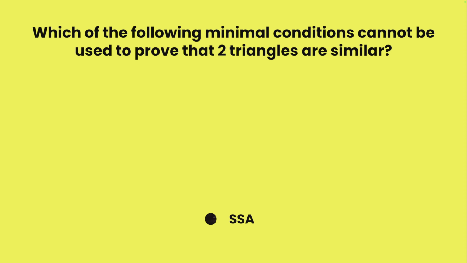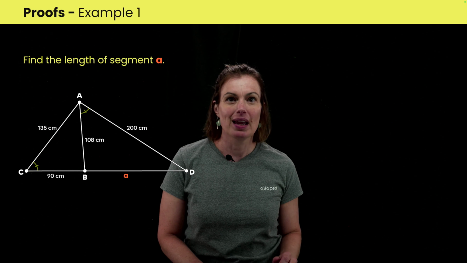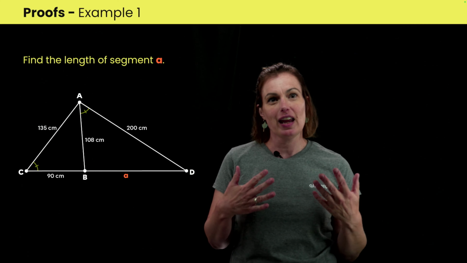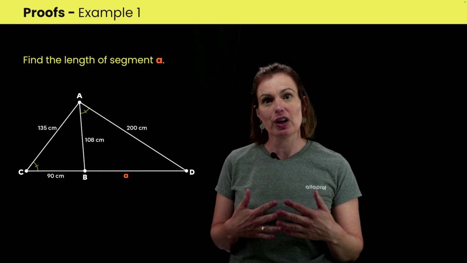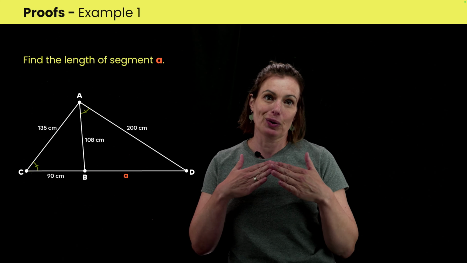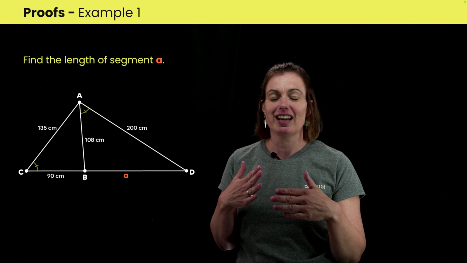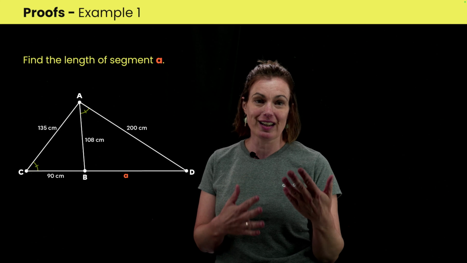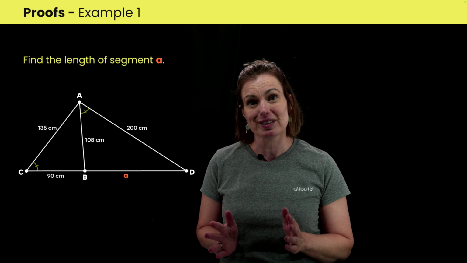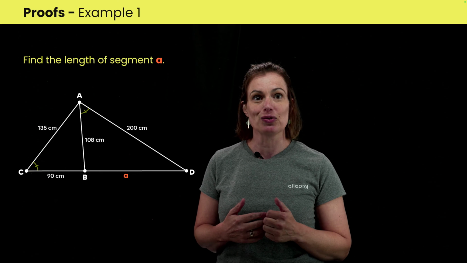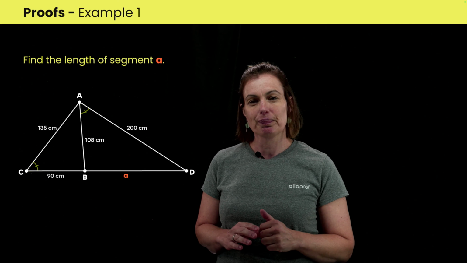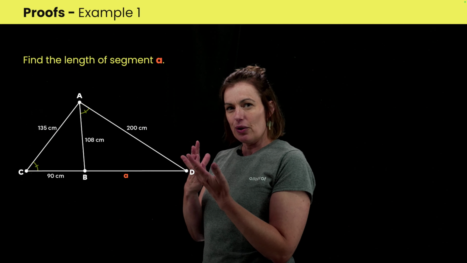The answer is side, side, angle. To be able to use two sides and an angle to prove similarity between triangles, this angle actually has to occur between the two known sides, and that isn't the case for side, side, angle. Otherwise, everything else that was listed is a way to prove similarity between triangles. So let's take a look at those and how they might apply to our three triangles here.